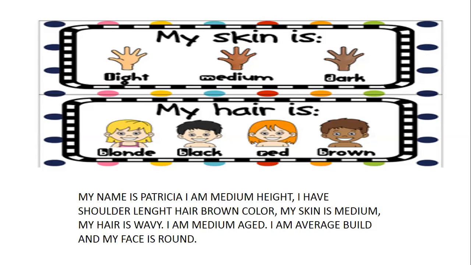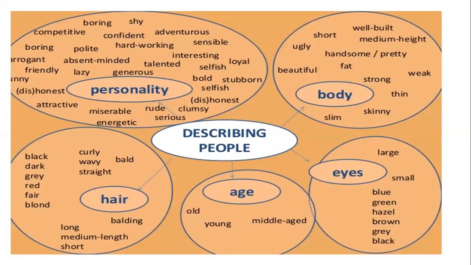That's my physical description. But also, we have some words to describe, for example, personality. Podemos describir también la personalidad, ¿verdad? And I want to show you some words. Quiero mostrarles algún vocabulario. For example, boring. So let me, vamos a ver, spotlight. Okay, boring, aburrido. Shy, tímido. Competitive, competitivo. Confident, confidente. Adventurous, aventurero. Sensible, sensible. Hardworking, trabajador. Interesting, interesante. Loyal, leal. Selfish, egoísta. Bold, es presumido.